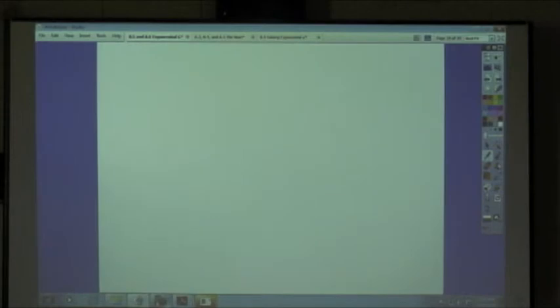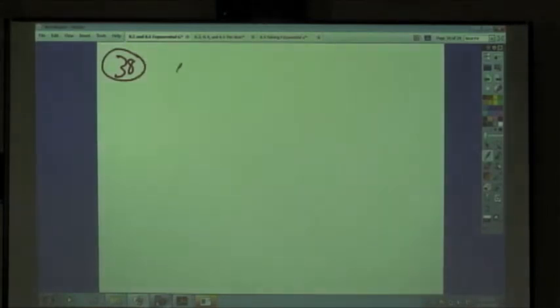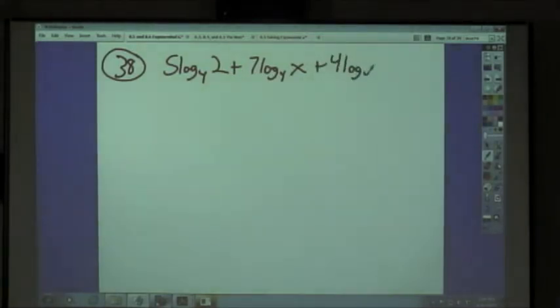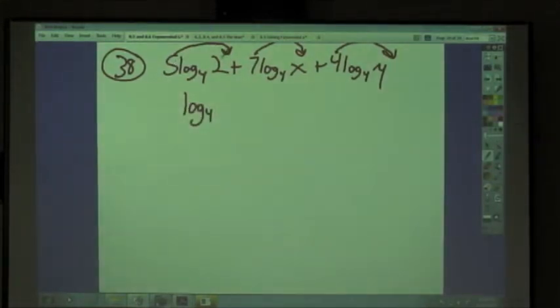So that was 37. Another one that gives people a little bit of trouble is one like number 38. Number 38, when you take this guy, you'll have 5 times the log base 4 of 2 plus 7 times the log base 4 of x plus 4 times the log base 4 of y. Got a lot of exponents in here, so you move the 5 into the exponent, move the 7 into the exponent, move the 4 into the exponent. So this would be log base 4 of 2 to the 5th power. 2 to the 5th power is 32. I'm just doing that in my calculator or in my head if I can do it in my head.